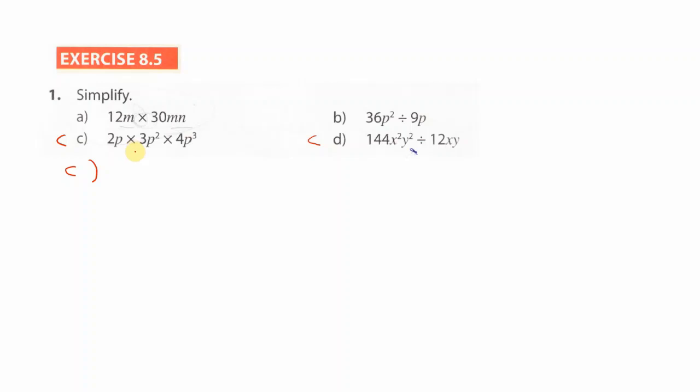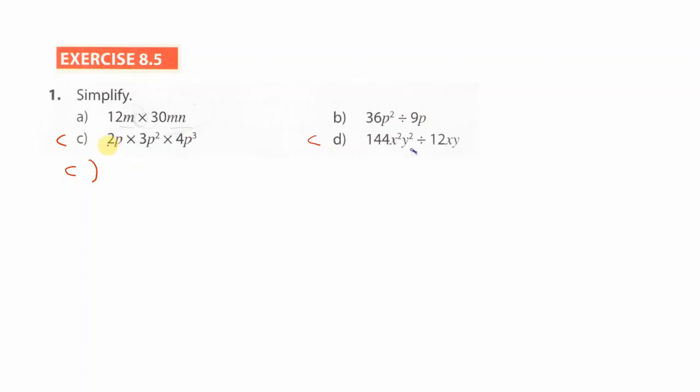So we have 2p multiplied by 3p squared multiplied by 4p to the third. Now, we have this three-step process when we multiply or divide. We first look at the signs. So we have a positive times a positive times a positive, which is a positive. We tend not to write down the positive. It's an invisible positive if it's not there.